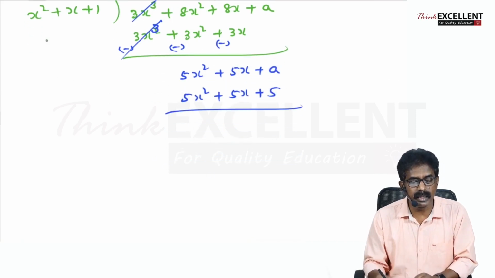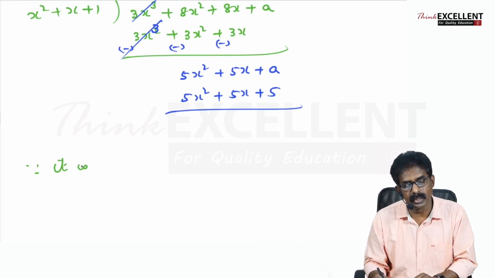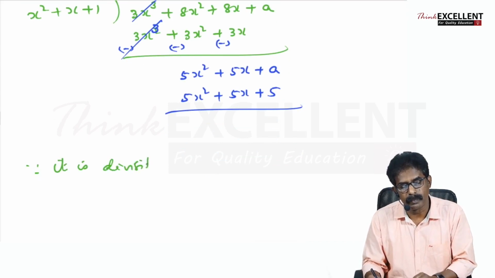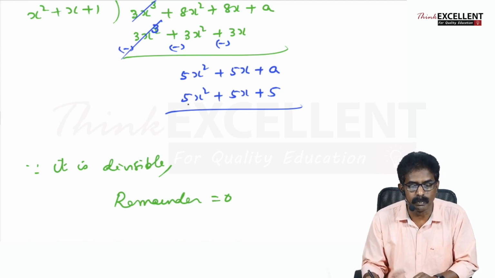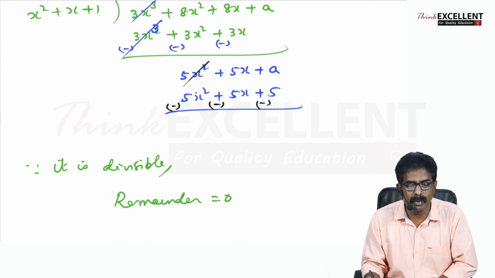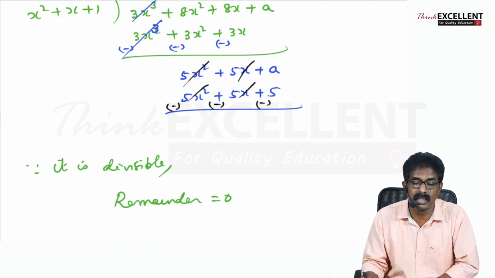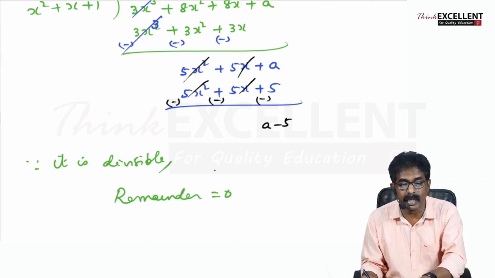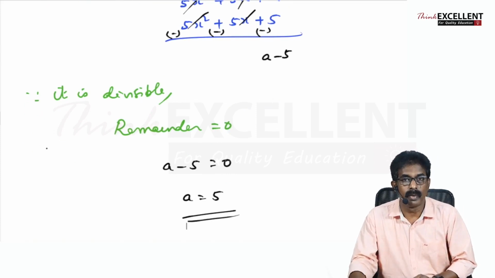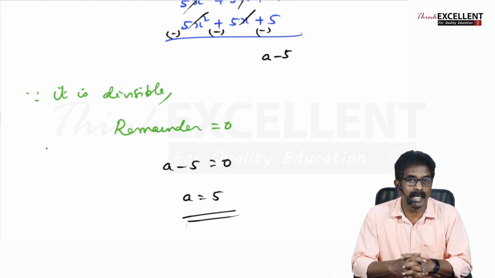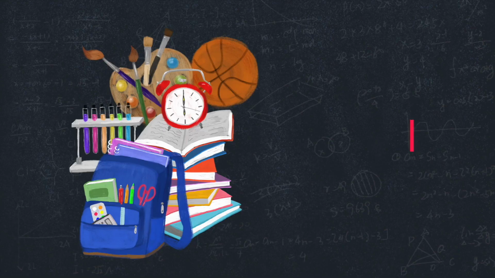Since it is exactly divisible, you can say the remainder is equal to 0. Actually, by seeing this itself, you can write the answer, but I want to write the steps. So 5x square minus 5x square cancel, 5x minus 5x cancel, you are getting a minus 5 as the remainder. So a minus 5 equal to 0, so a is equal to 5. It exactly divides, so the remainder is equal to 0. So very important sums we studied today. So practice well. We'll continue in the next class.